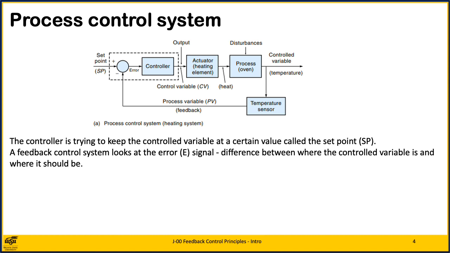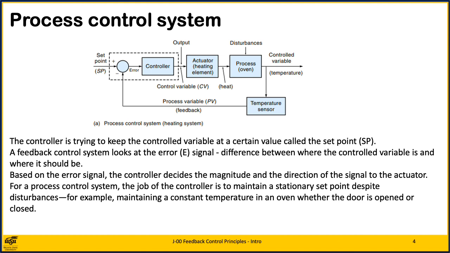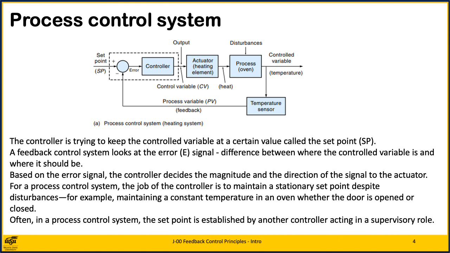A feedback control system does this by looking at the error, E, signal, which is the difference between where the control variable is and where it should be. Based on the error signal, the controller decides the magnitude and the direction of the signal to the actuator. For a process control system, the job of the controller is to maintain a stationary set point despite disturbances. For example, maintaining a constant temperature in an oven, whether the door is open or closed. Often, in a process control system, the set point is established by another controller acting in a supervisory role.